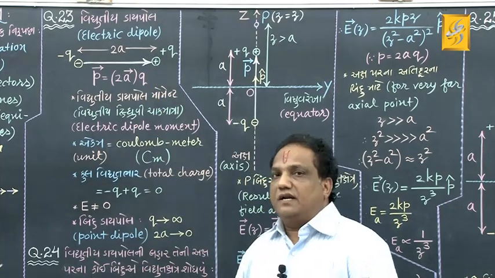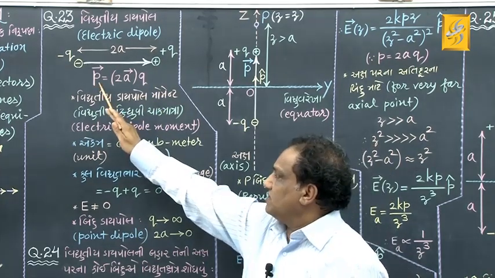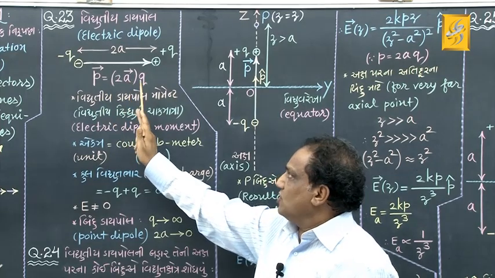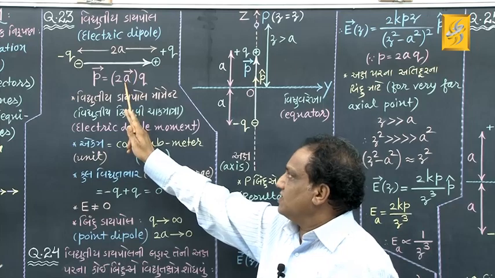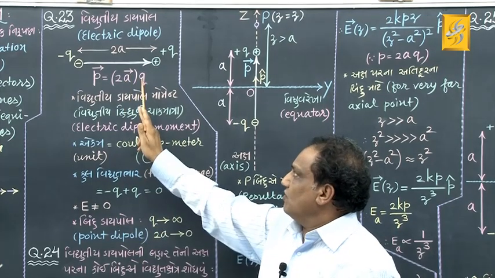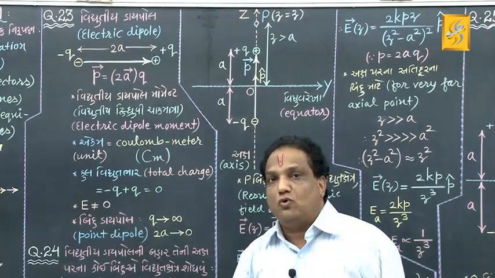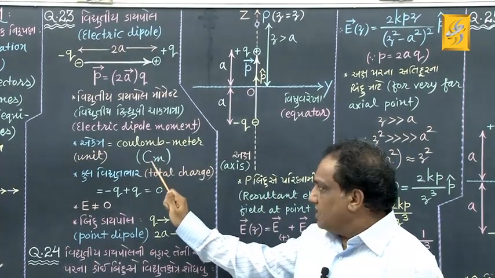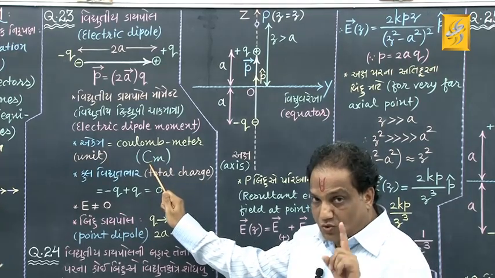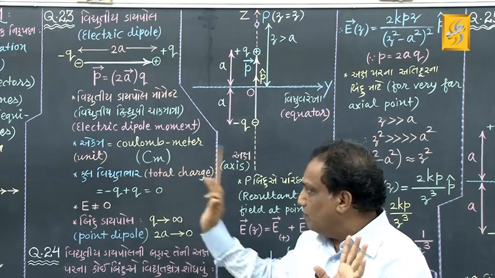Let us find out now its unit. Unit of this will be the unit of charge times the unit of distance. Unit of charge is coulomb, unit of distance is meter, so coulomb into meter. Symbolically you may write capital C, small m. It is not centimeter, it is coulomb into meter.